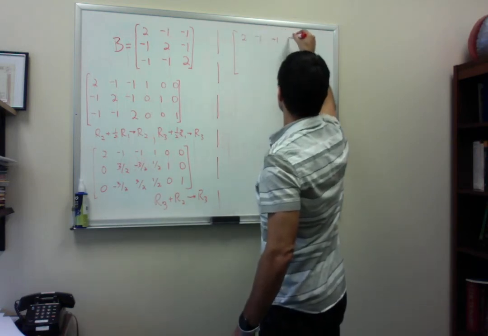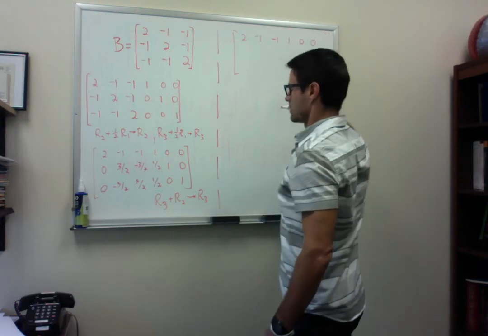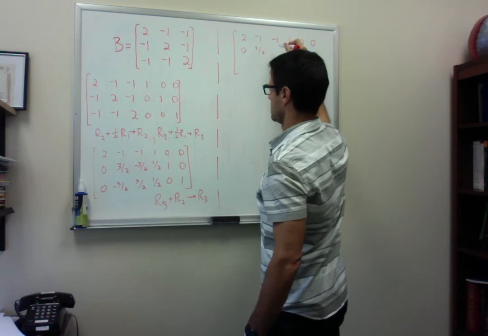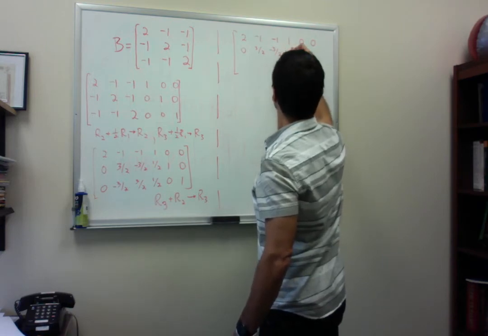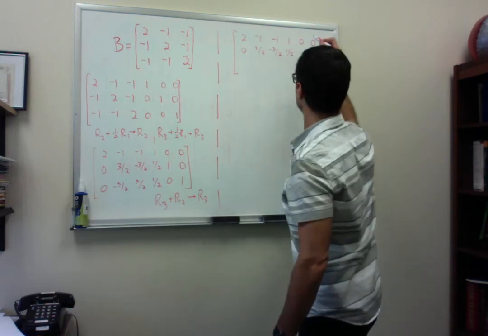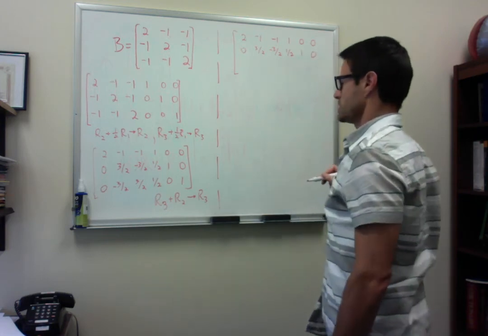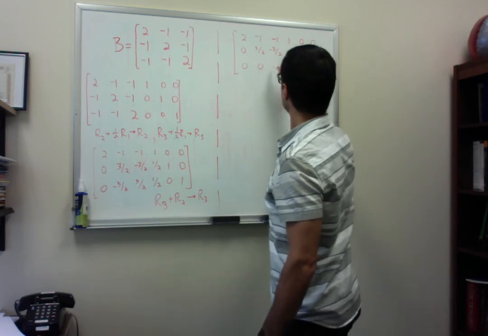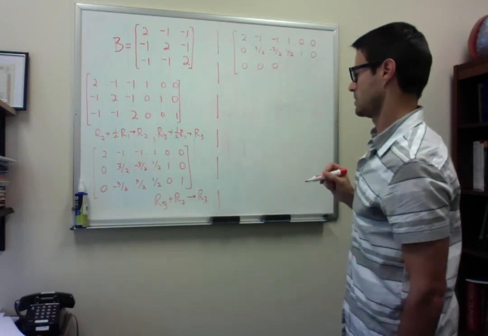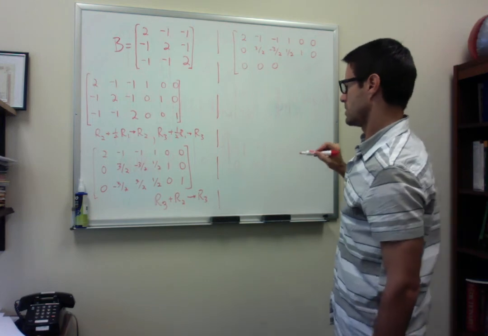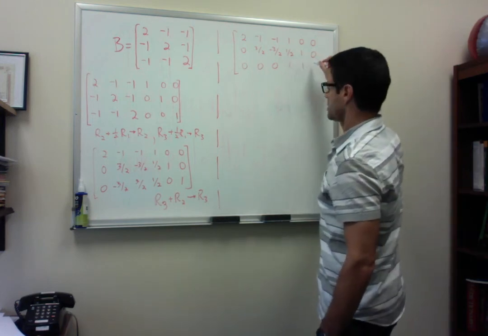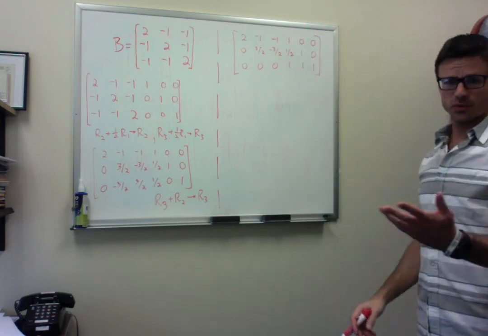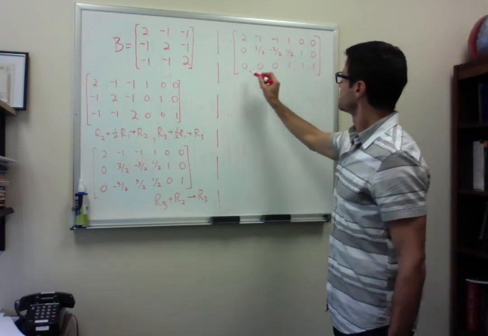first row stays the same, second row stays the same, and now this third row is 0, 0, 0, and 1, 1, 1. All right, and now this is the first case where we've gotten zeros here.